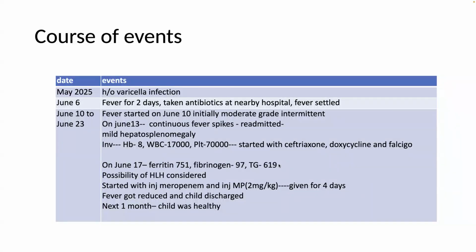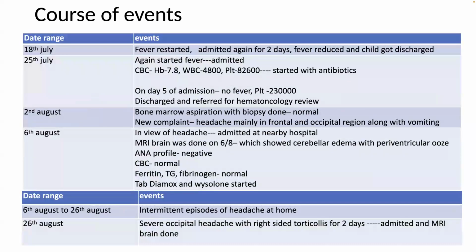On June 17, as the fever was not settling down, further investigations were done. Ferritin was 751, fibrinogen was 97, triglycerides were 619. So the possibility of HLH was considered, and the child was started on meropenem injection and injection methylprednisolone. It was given for 4 days. The fever got settled and the child was discharged. Next month, the child was normal.